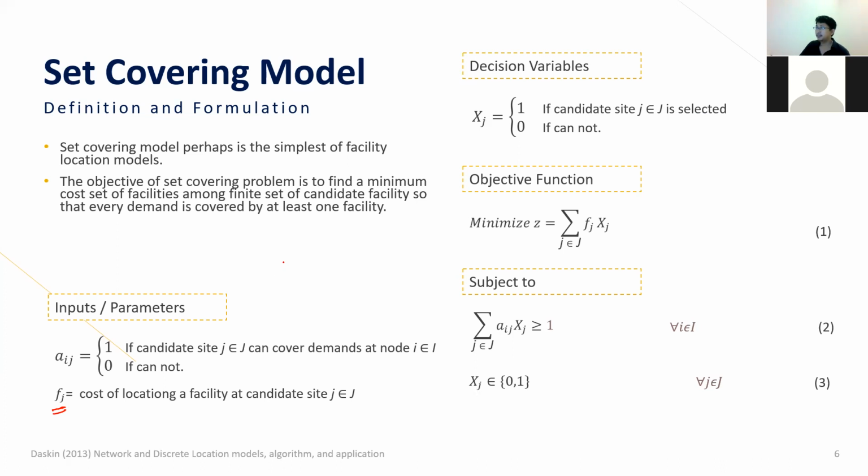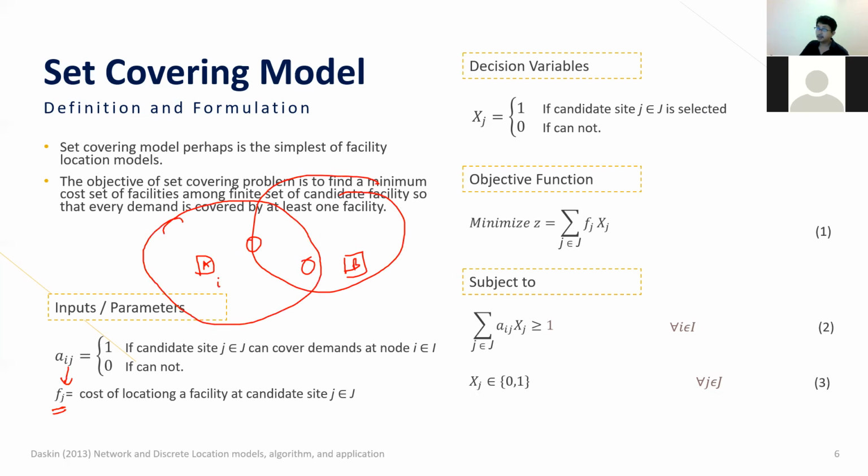Okay, if you have the same cost, perhaps this one is not necessary. But if one facility is more expensive than the other, for example, if you have A here and B here, and both of them cover the same demand nodes, and the cost of A is 100 and the cost of B is 200, of course you want to select facility A instead of B, because when you're using A, you can cover all the demand, but with less facility cost. Okay, so this is important.